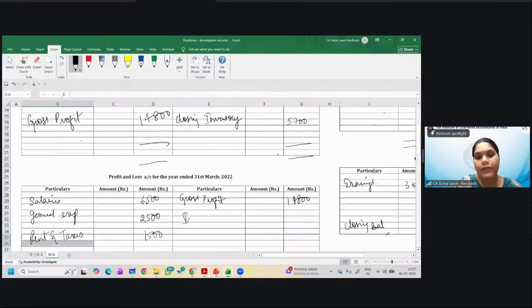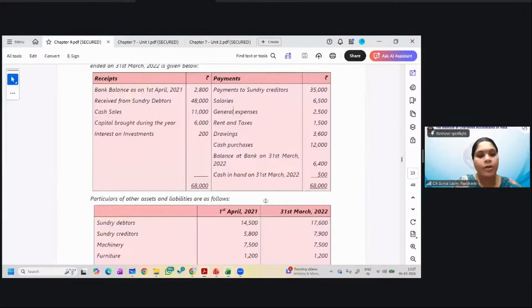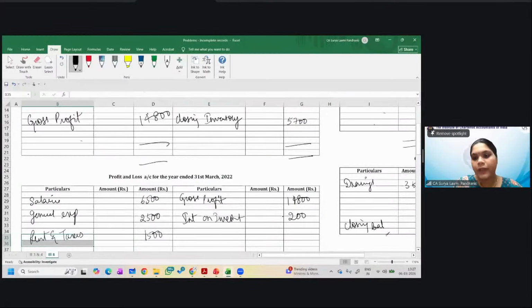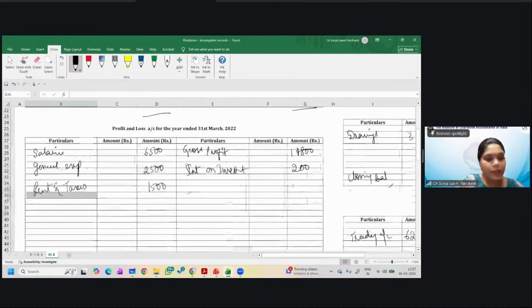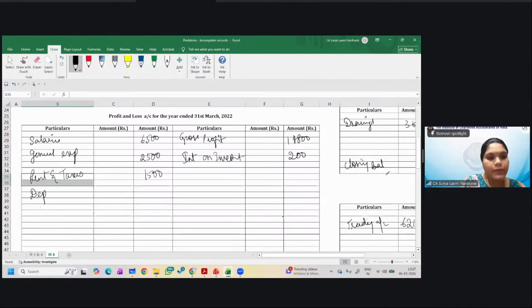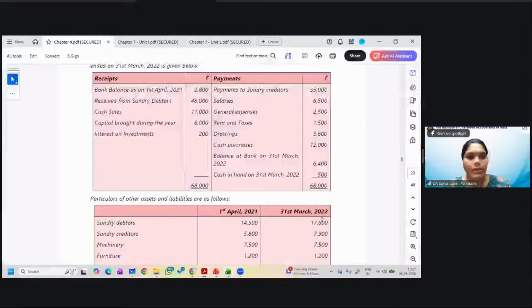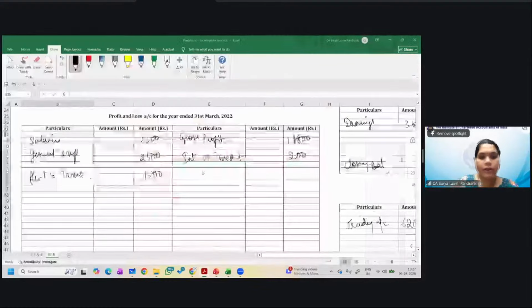Interest on investment. Yeah, interest on investment is an asset. I mean, in the sense it is an income. So I'll take it here on the credit side. Depreciation. Yes, we have to take depreciation. I think we have two assets for depreciation: one is machinery and the other is furniture.